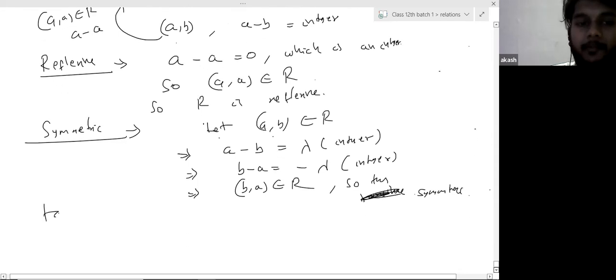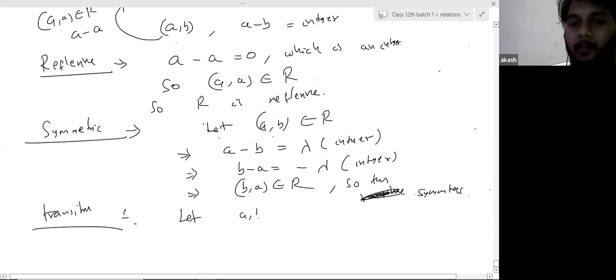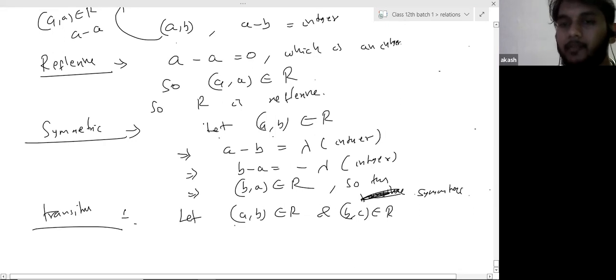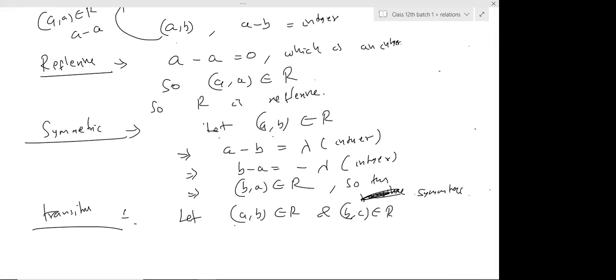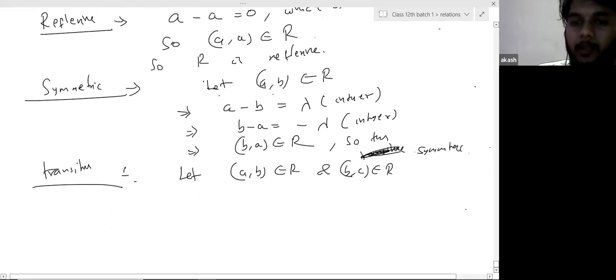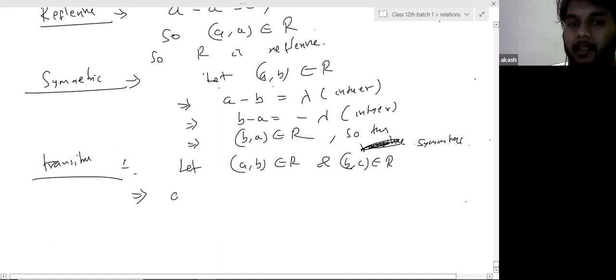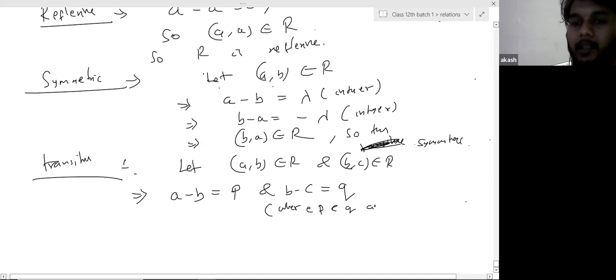Now let's talk about transitive. If a comma b belongs to R and b comma c belongs to R, then a comma c must belong to R for this to be transitive. Yes, it is transitive. So how to prove that? This implies that a minus b is an integer, let's call this p. And b minus c is also an integer, q, where p and q are integers.